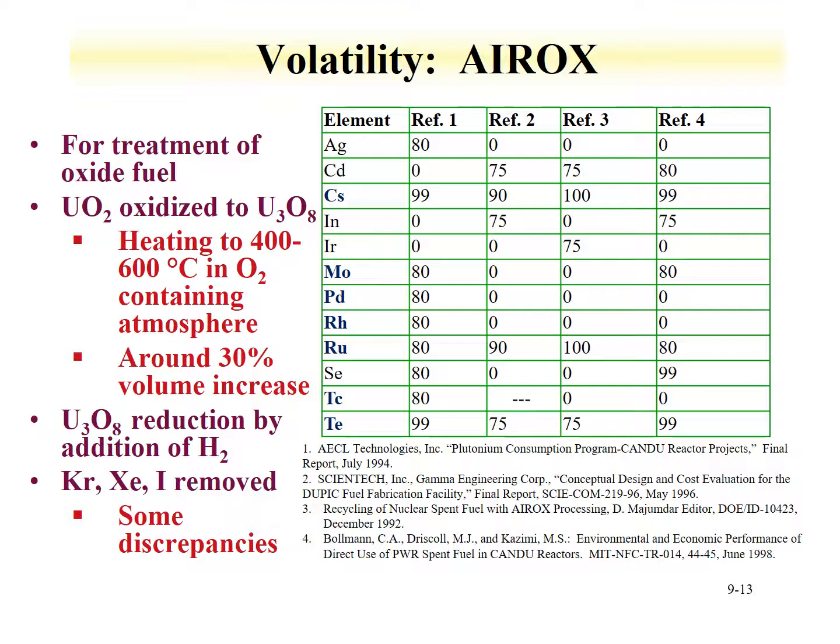Volatility is also a separation route that's used in the treatment of spent nuclear fuel. One simple method is something called the Aerox method. You may also see this as the DUPEC. There's some references to these methods.